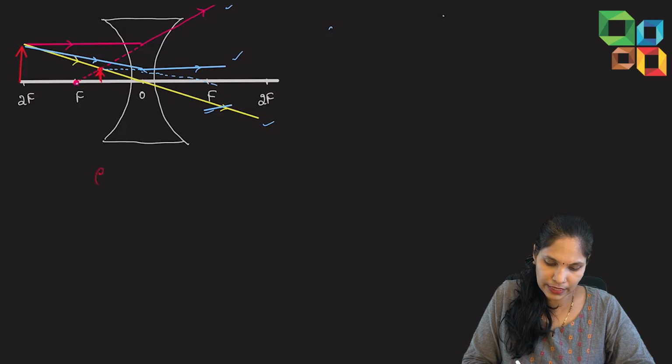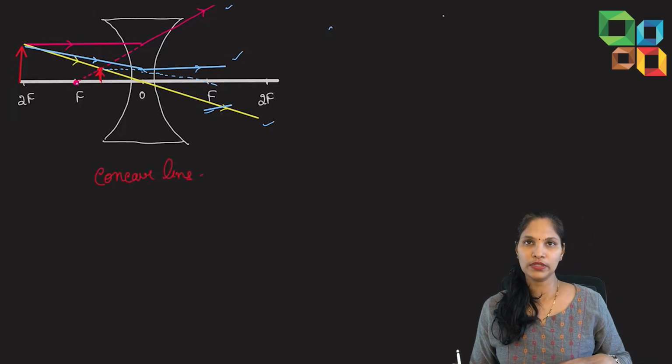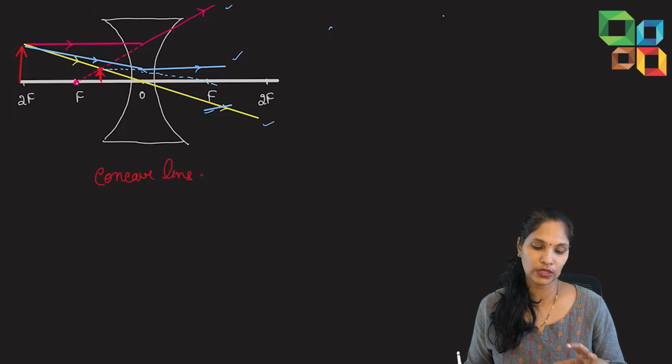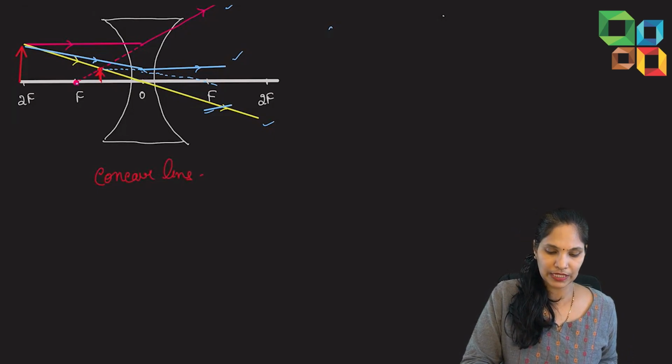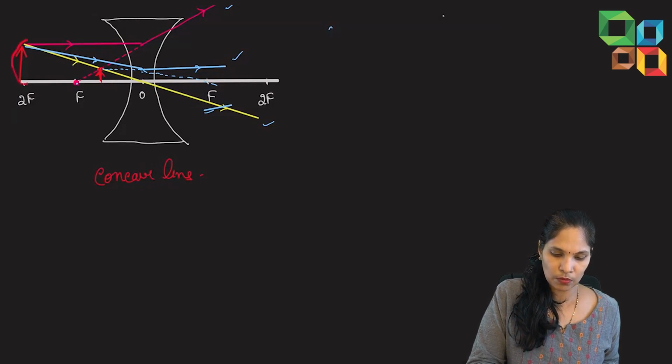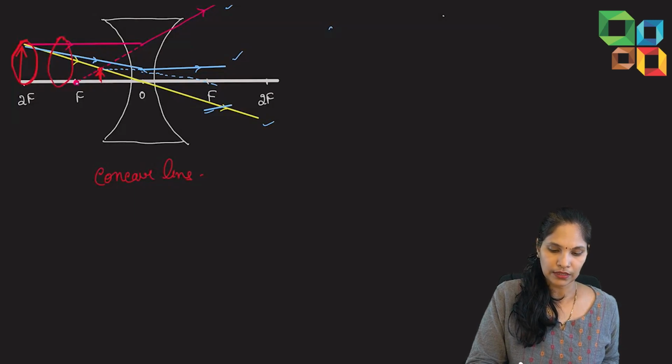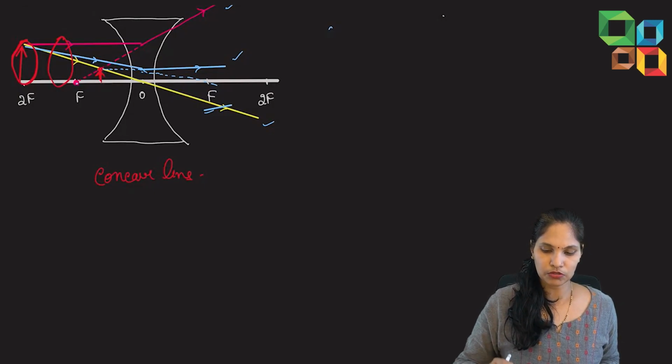So for a concave lens, this is the only diagram you have, the only case you have. You keep the object anywhere you want, here or over here or anywhere, the image will be formed here itself, and it will be diminished only. No chance of having an enlarged image. There's no other option here. This is the only option. You'll come to know that later.